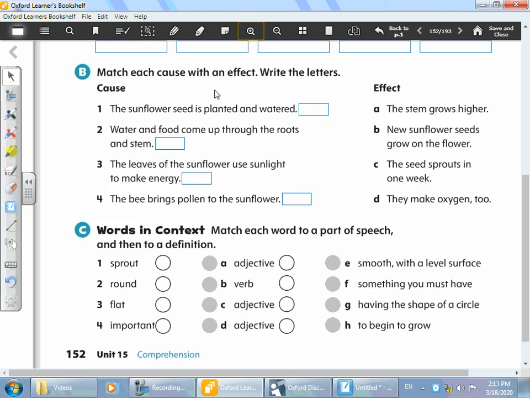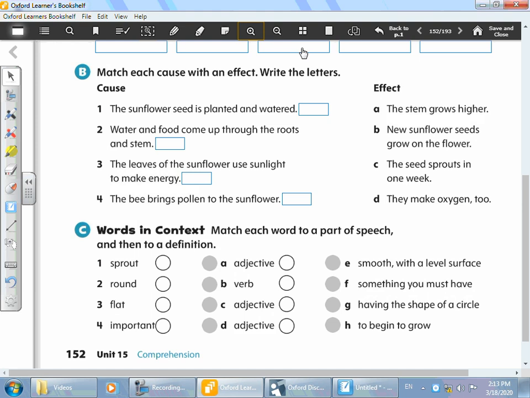Now, exercise number B says match each cause with an effect. Write the letters. Please don't match using lines. So we will write the letter beside it. And as we said, the cause happens first and then the effect. So, again, pause the video for 5 minutes, try to answer it on your own, and then check the answers with me. Okay?